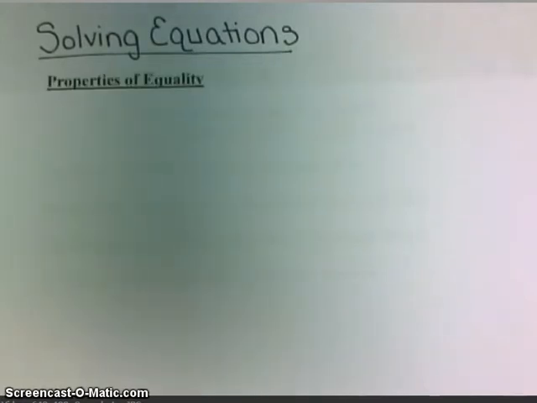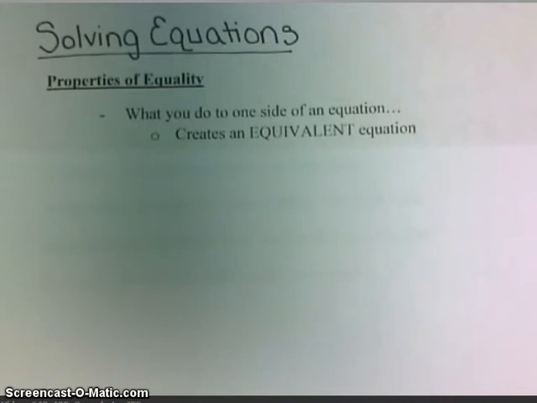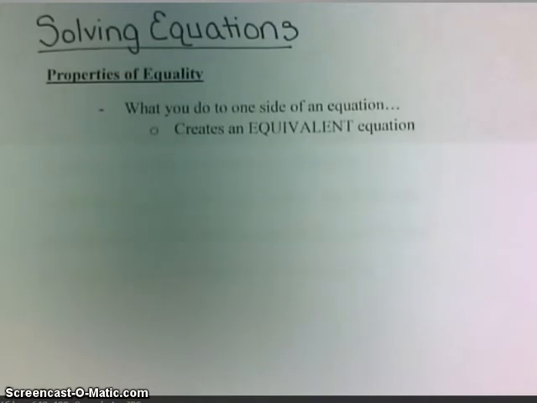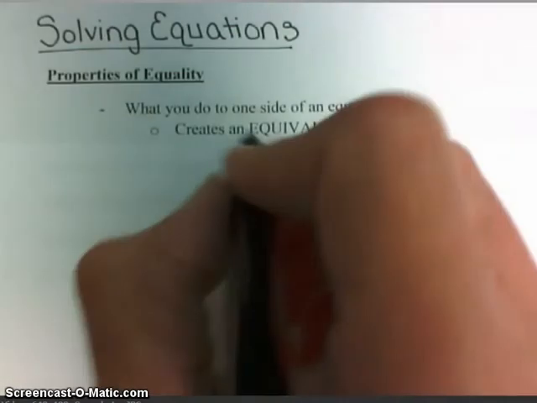Now, something to think about with solving equations, we're talking about properties of equality. And these properties are very simple. They all have one basic purpose. And you all know how to finish this statement. What you do to one side of an equation, you do to the other. And you all have learned that before. It creates an equivalent equation.